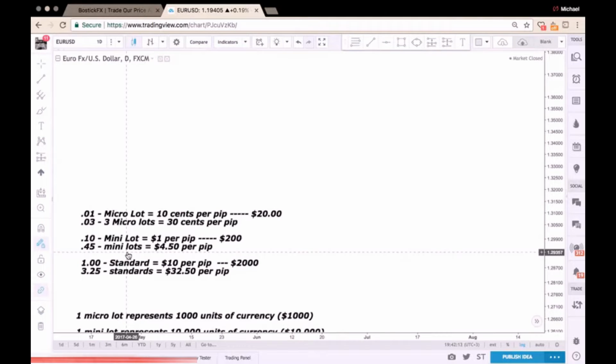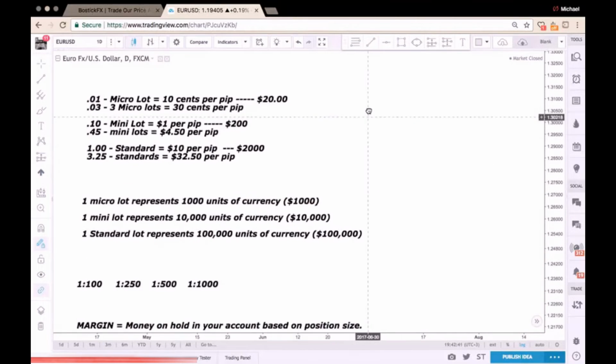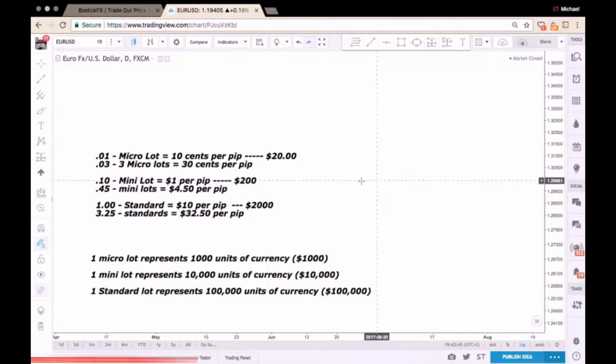Basically, it's going to cost you a certain amount of money on hold, which is called margin, in order to enter a trade. And the amount of margin required for a trade depends on one, your position size, of course, and two, something called leverage. Leverage is something that your broker provides you in order to trade with. It's almost like a loan, right? And so if we break down how much each of these position sizes represents, it'll start to make more sense.